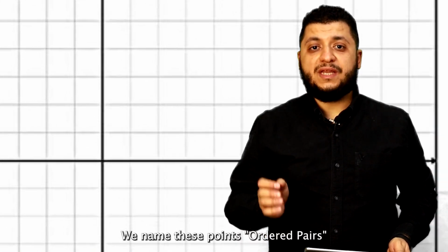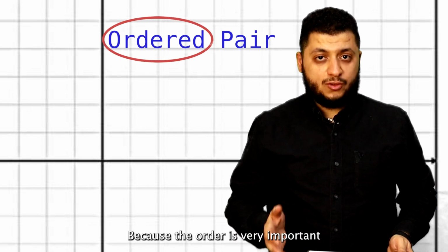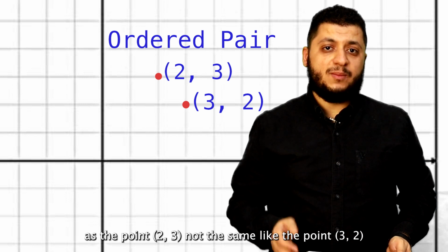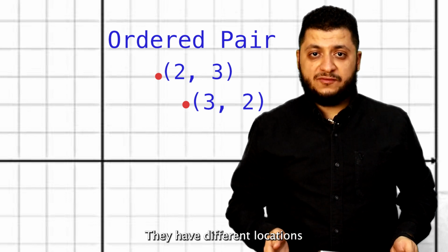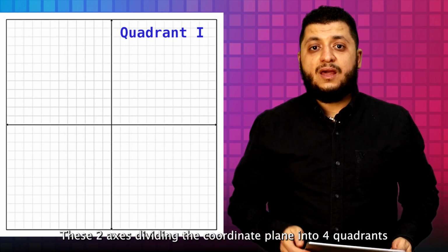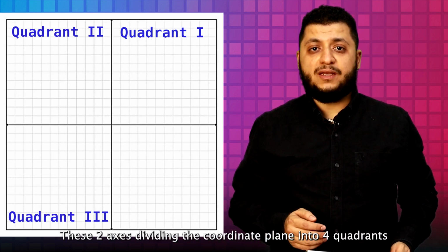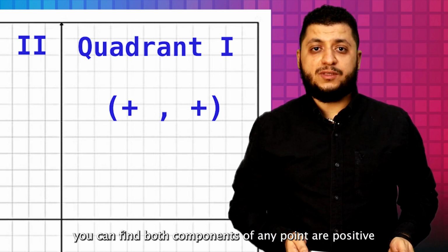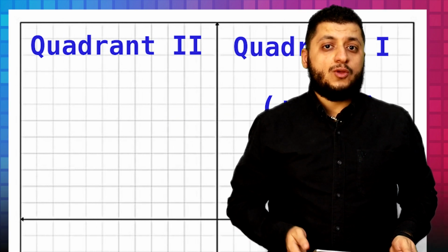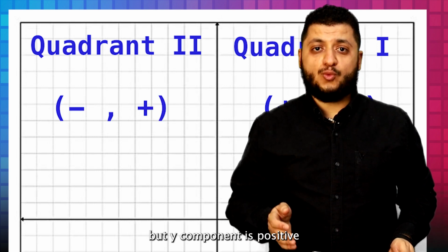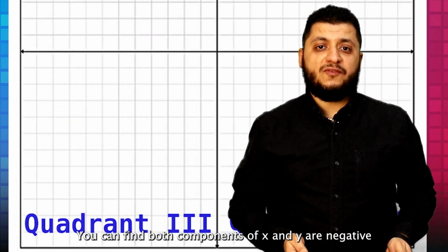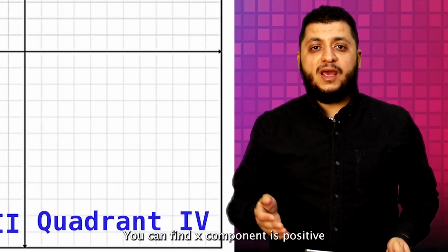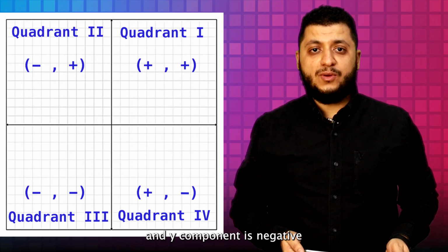As we said before, we name these points ordered pairs because order is very important, as the point (2, 3) is not the same as the point (3, 2). They have different locations. And notice that these two axes divide the coordinate plane into 4 quadrants. In quadrant 1, both components of any point are positive, but in quadrant 2, the x component is negative, but the y component is positive. In quadrant 3, both components x and y are negative, but in quadrant 4, the x component is positive and the y component is negative.